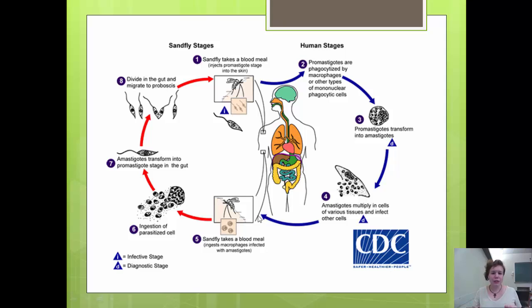Then, after spreading throughout the body, the person will be bitten by another sandfly, which takes up a cell that has the amastigote form of the Leishmania protist. Once inside the gut, the Leishmania protist will come out of the cell, transform into its promastigote stage, and then multiply and travel up into the proboscis of the sandfly so that it can be injected into another human host when that fly bites another person.